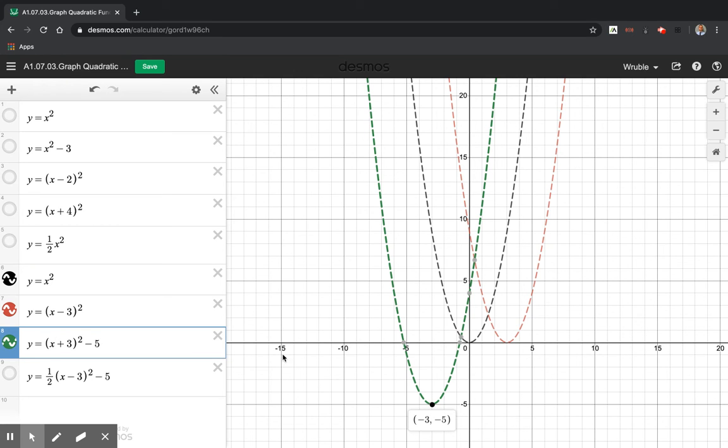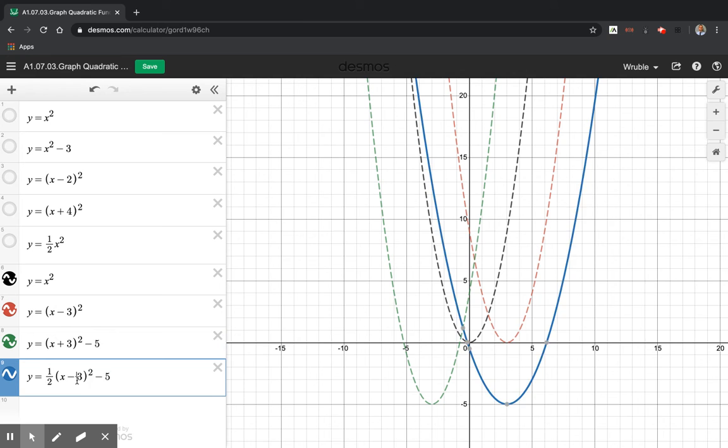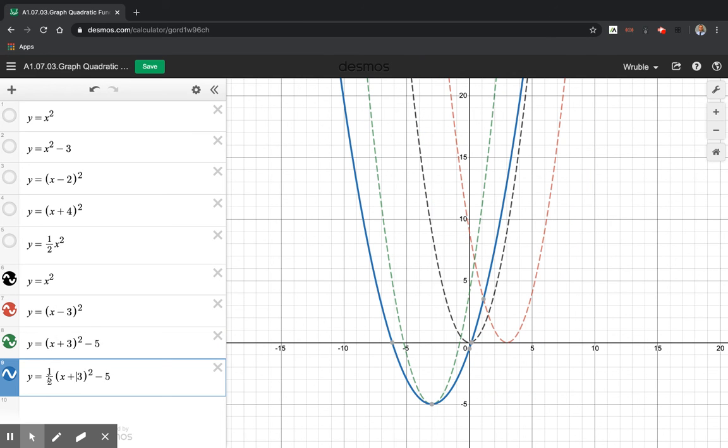And the last one, the one that we graphed last, I have to switch that to a positive. As we can see there, the vertex is still the same. The vertex hasn't changed between these two functions. With plus 3, the vertex is -3, -5. And then we add that a value of 1/2. So what that does is it flattens it out away from what the parent function was before.